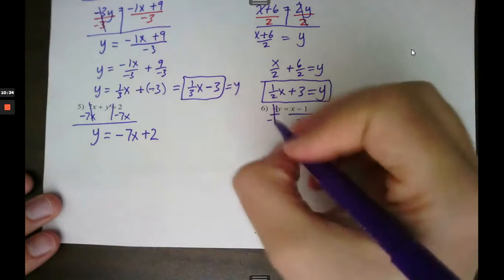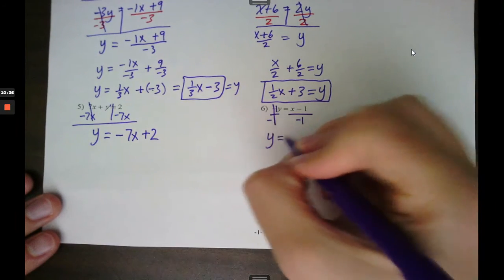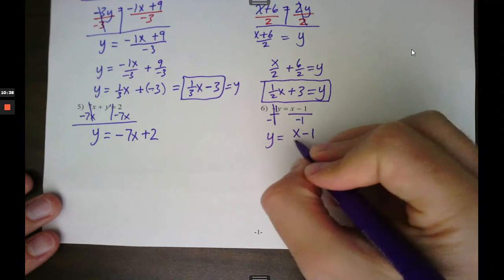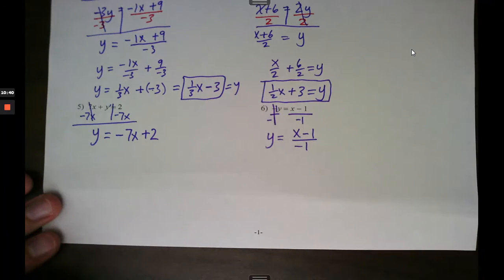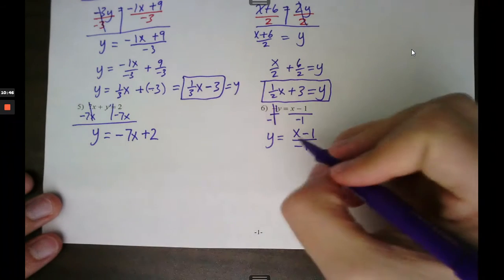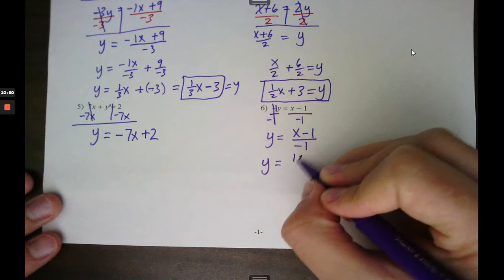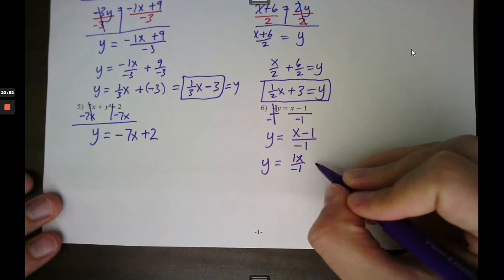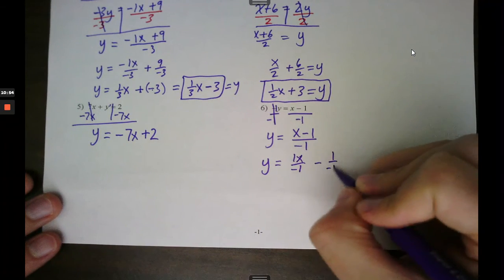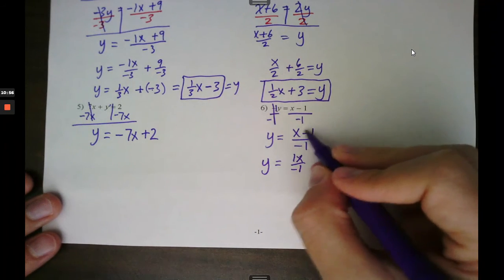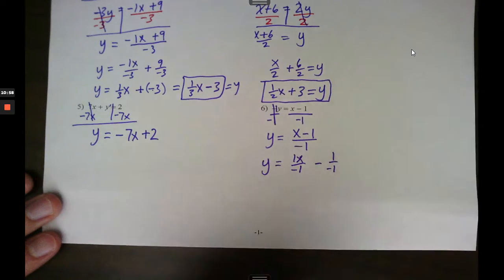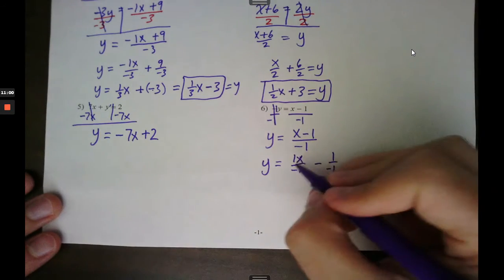And that leaves me with y equals x minus 1 over negative 1. Again, I could leave it like that. It's not technically wrong, but it's not fully cleaned up or fully simplified. So I could break that up and do 1x divided by negative 1 minus 1 divided by negative 1. And again, that right there comes down as the minus here. It doesn't go to both places. Now I just clean up both of those fractions.